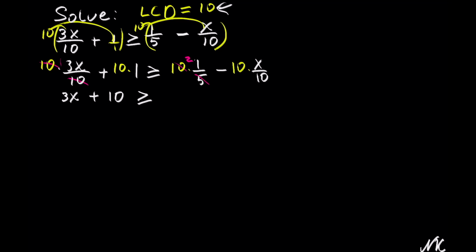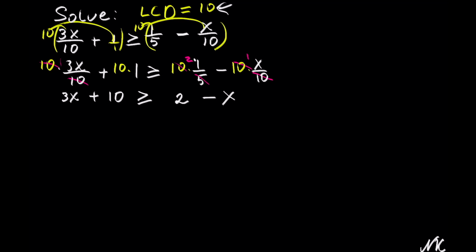So this will become 2 times 1, which is just 2, minus, and in the last fraction, we have 10 times x out of 10. 10 and 10 will cancel into 1, so we just have x. These first three steps, I was not solving the inequality. All I was doing was just simplifying denominators. And we got 3x plus 10 is greater than or equal to 2 minus x.